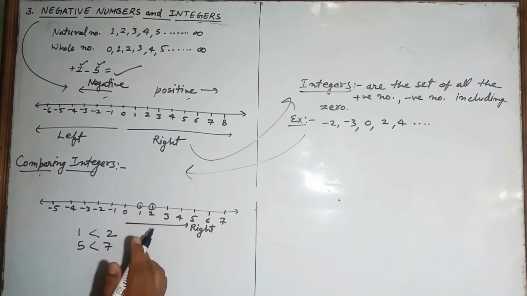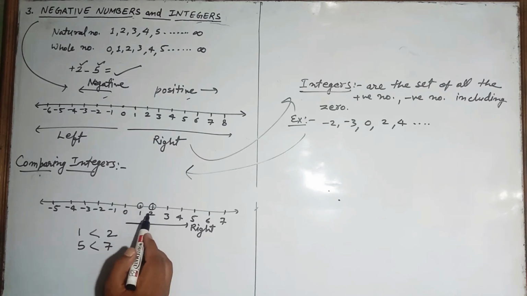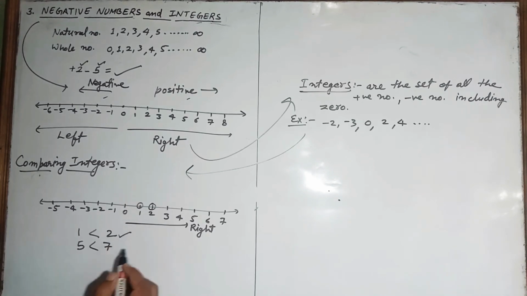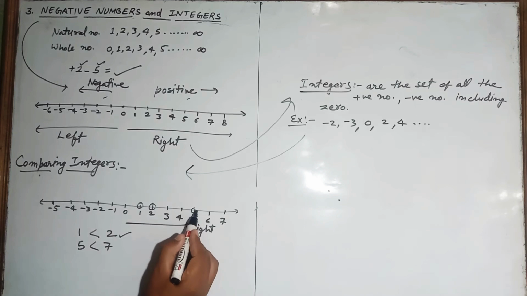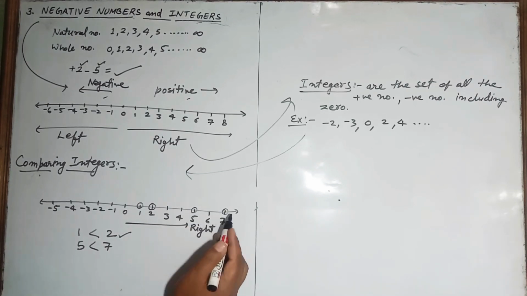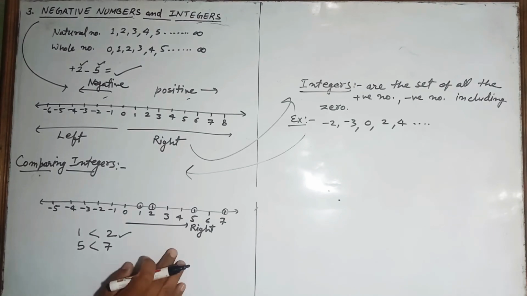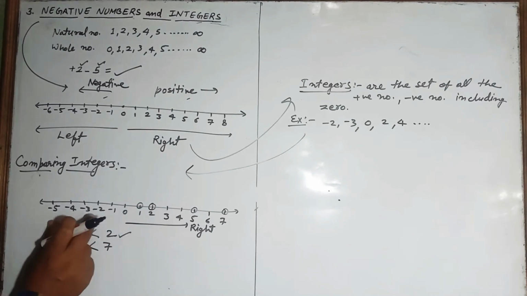So which number is on the extreme right in these two numbers? That is 2. So 2 will be greater. And 5 and 7, 5 is here, 7 is here. So which number is at the extreme right side? That is 7. So 7 will be greater. In the same way, that same principle we can apply here also.